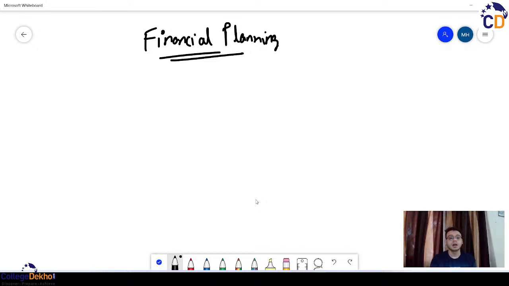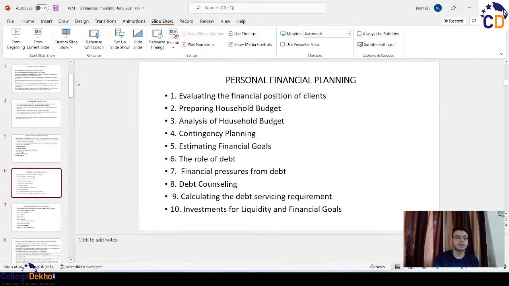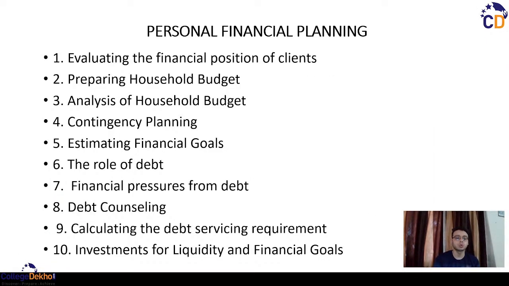Okay, so we are back once again on the session on financial planning, and we're going to discuss further some of the tools and techniques of personal financial planning. So we stopped at this slide in the previous session. We talked about that before going towards financial planning, we first need to evaluate the financial position of the clients. What is the current financial position of the clients?